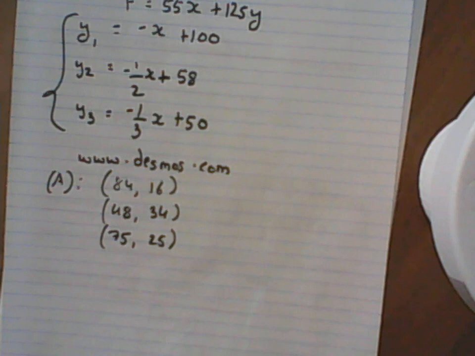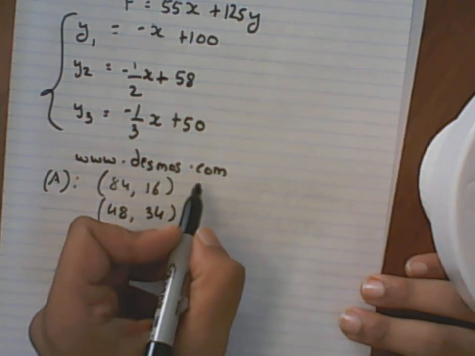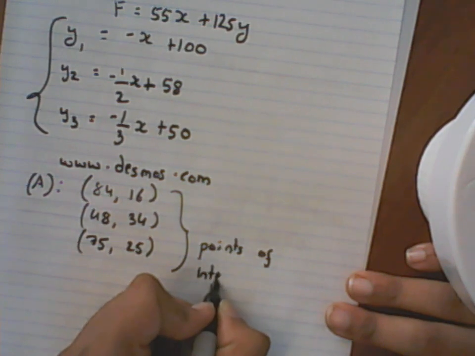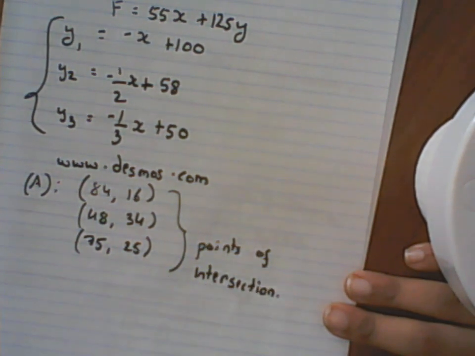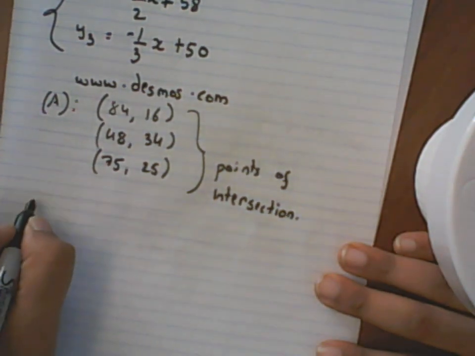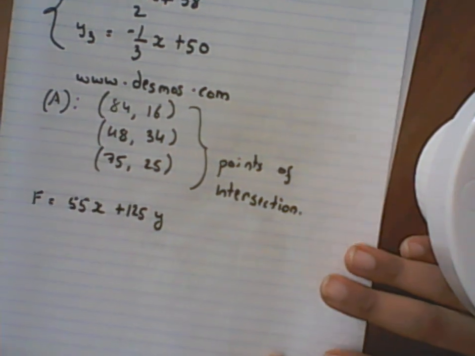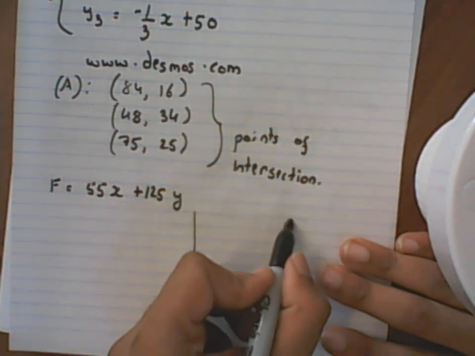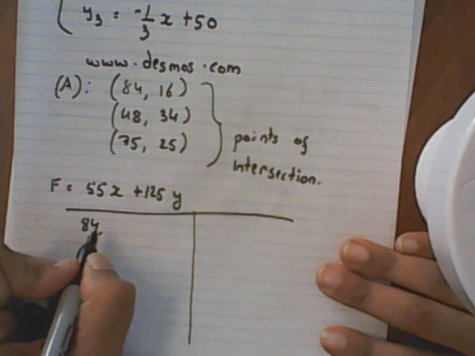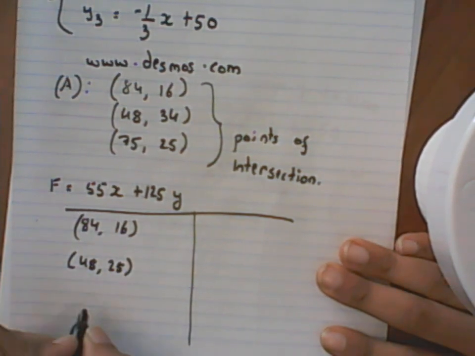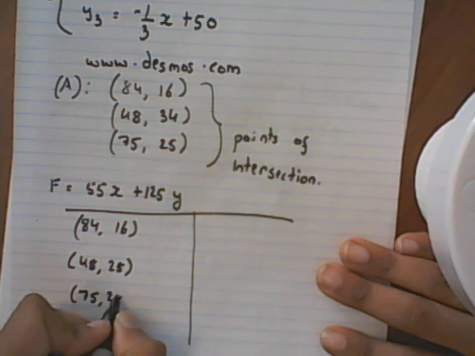Once you figure out your three coordinate points of intersections, you need to find out which one of these intersecting coordinates give you the maximum value for f. In other words, what I'll do is I'll write these as points of intersection, because we have 3 points of intersection. Now, my f is equal to 55x plus 125y. All I need to do now is create a table. So I'll call this 84, 16, intersection 1, intersection 2 is 48, 34, and intersection 3 is 75, 25.